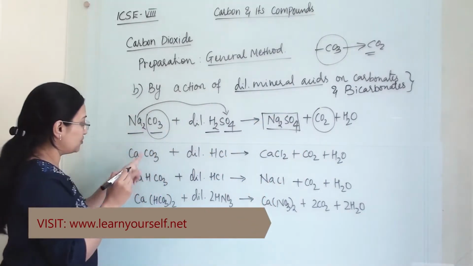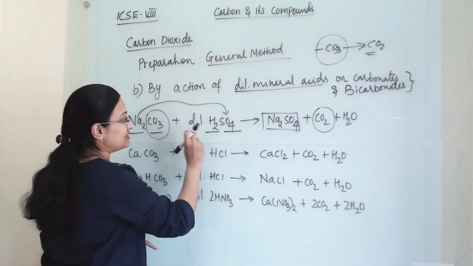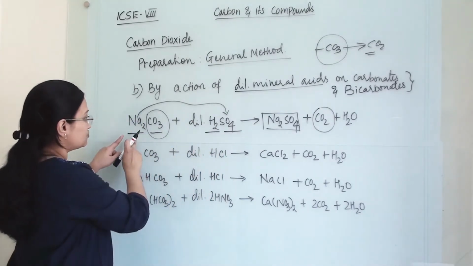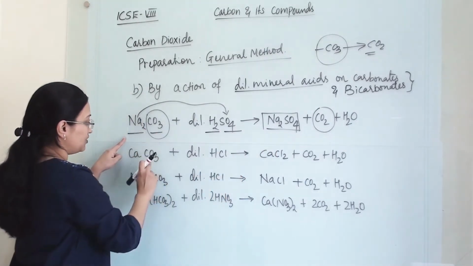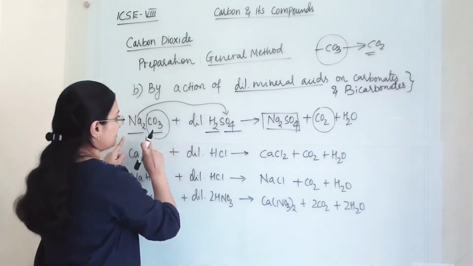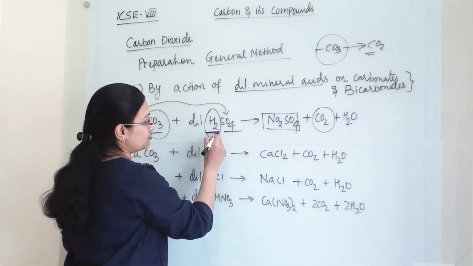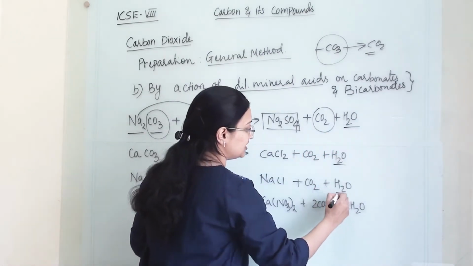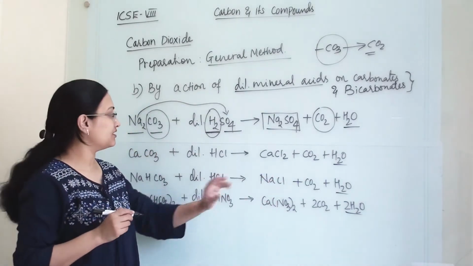So for any metallic carbonate, that metal is going to react with the negative ion of the acid. So it will form sodium sulfate. This carbonate will make carbon dioxide as a product. Then the left one is hydrogen. So that hydrogen will form a water molecule in each reaction. That is how you can remember this reaction.